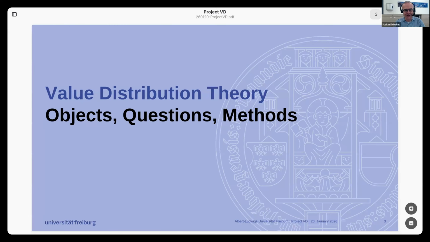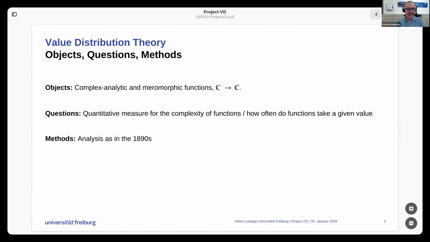So value distribution theory is an old theory that talks about complex analytic and meromorphic functions. And for simplicity, here in this project, I consider only functions going from the complex plane to the complex plane. And the goal is to develop, understand, and make use of a quantitative measure for the complexity of these functions. The method is classical analysis. Let me go into a little bit more detail here.